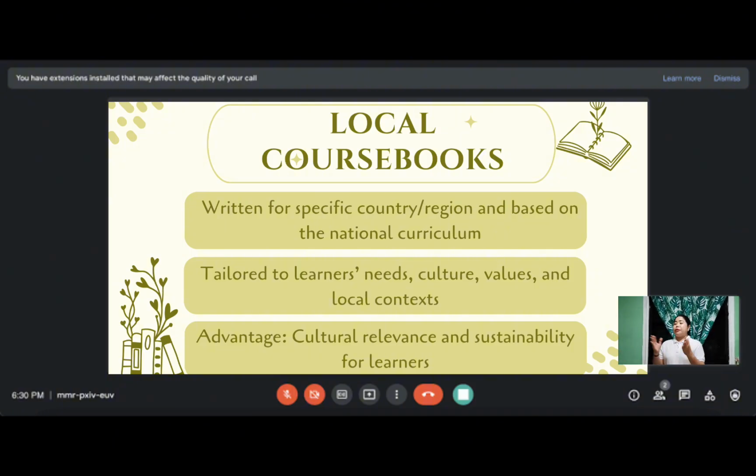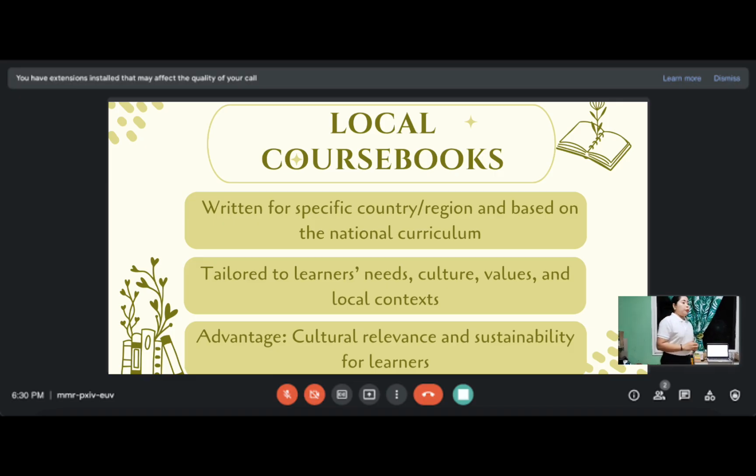But before that, let me ask you a question. Have you noticed that some of the books we use in class include familiar stories, names, and traditions? That's because they are local course books. So let's move on to local course book. What is a local course book?